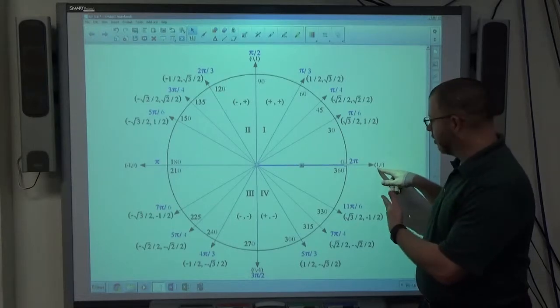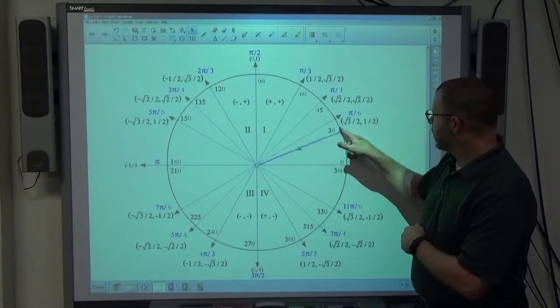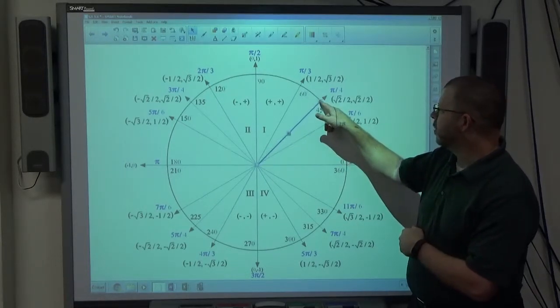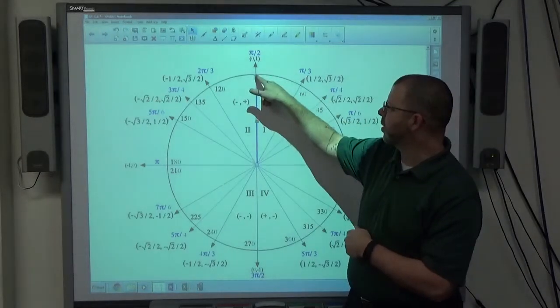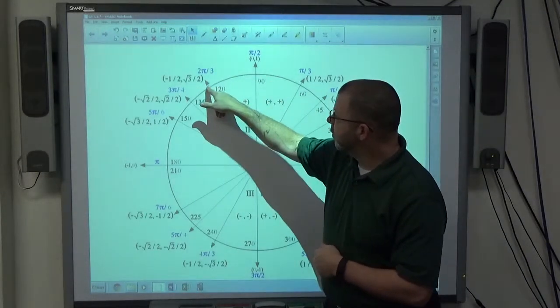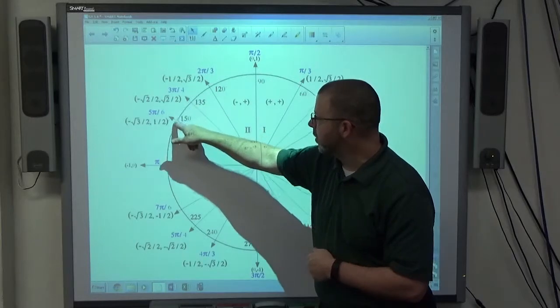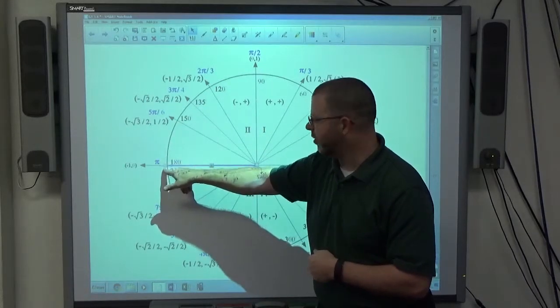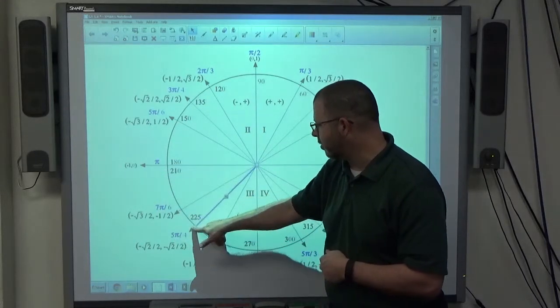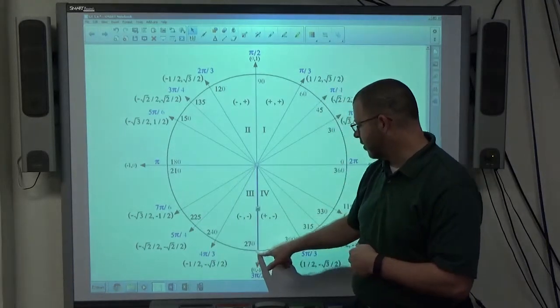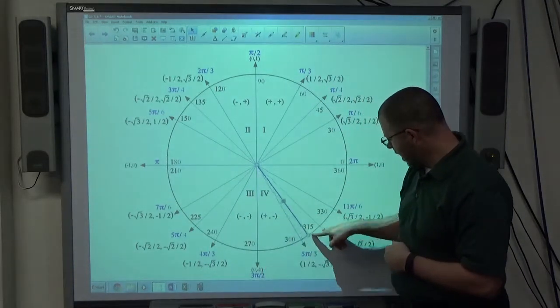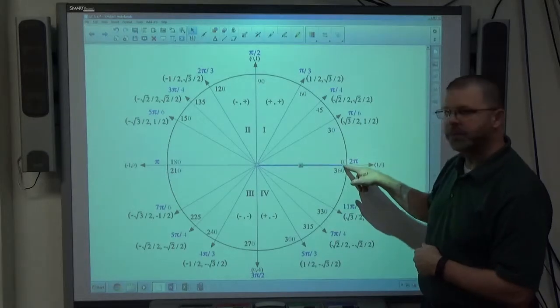Cosine is 1, cosine is the x-coordinate. So 1, smaller: square root of 3 over 2, smaller: square root of 2 over 2, smaller: 1/2, smaller: 0. Negative 1/2, negative square root of 2 over 2, negative square root of 3 over 2, negative 1. And then it starts going back the other way: negative square root of 3 over 2, negative square root of 2 over 2, negative 1/2, 0. It starts counting up again: 1/2, square root of 2 over 2, square root of 3 over 2, 1.